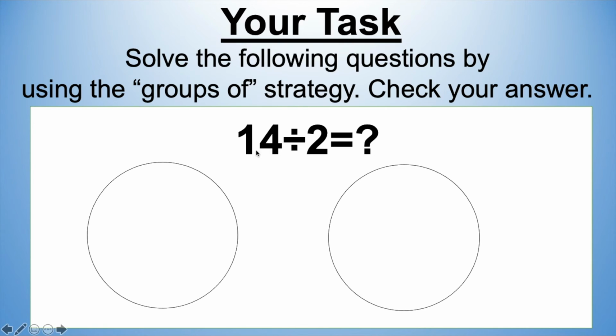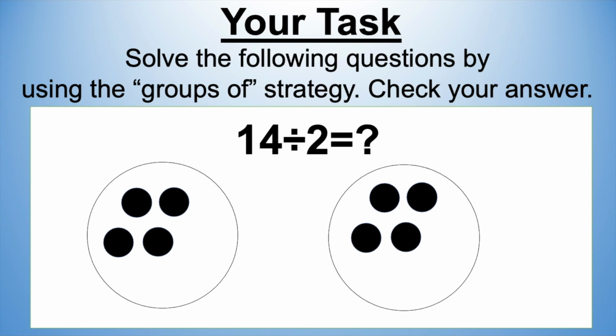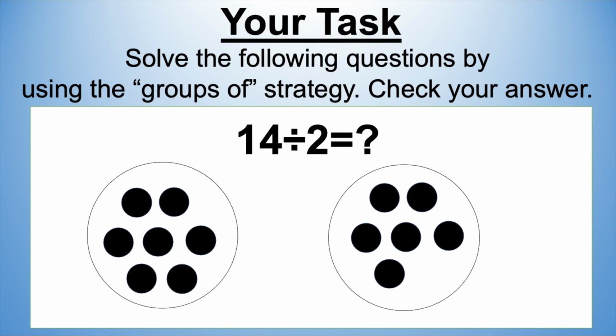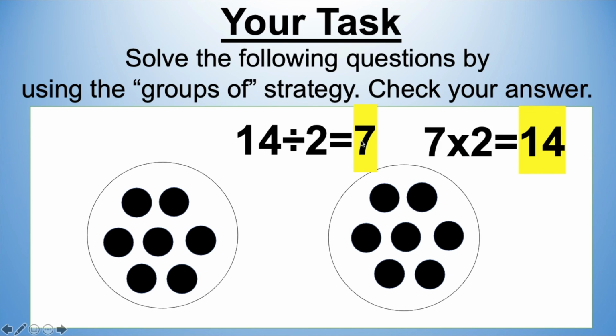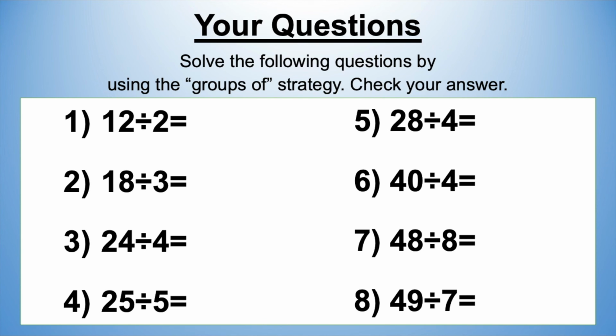Okay, so you had your 14. You need to split them. You could do one at a time, counting to 14. 1, 2, 3, 4, 5, 6, 7, 8, 9, 10, 11, 12, 13, 14. Awesome. Now you just need to count how many is in each group. 1, 2, 3, 4, 5, 6, 7. How many is in each group? 7. And then you need to check your answer by starting at this side. 7 times 2 equals 14. And I know that because my double 7 equals 14. Well done.